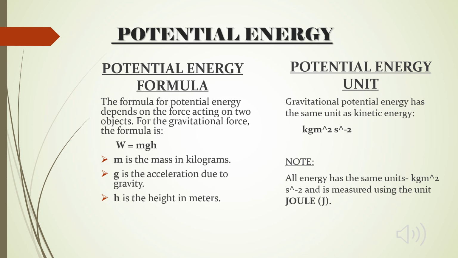Next is potential energy unit. Gravitational potential energy has the same unit as kinetic energy, kilogram meter square per second square. Note: all energy has the same units, kilogram meter square per second square, and is measured using the unit joule.